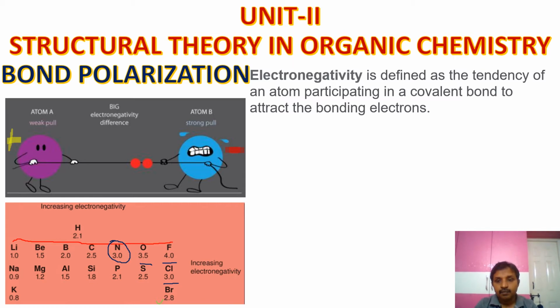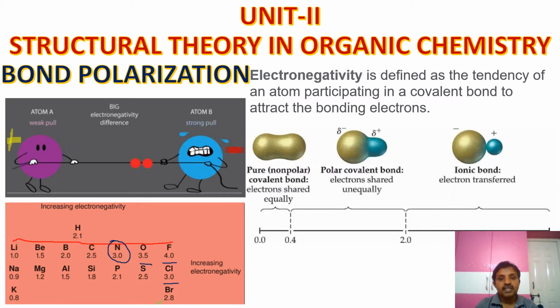Now, see here. For a pure covalent bond, the electronegativity difference between the two atoms is 0 to 0.4. When the difference is from 0.4 to 2.0, it becomes a polar covalent bond, meaning partial charges are developed. The atom which is attracting the bond pair of electrons gets a partial negative charge, and the atom which is partially losing the bond pair of electrons gets a partial positive charge.